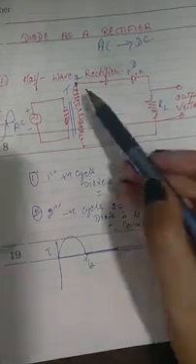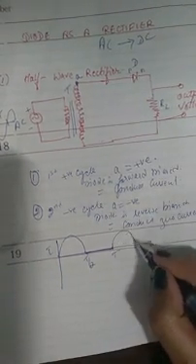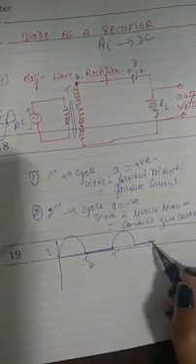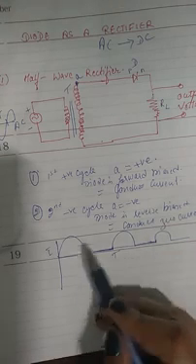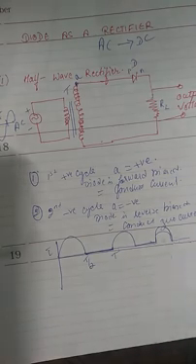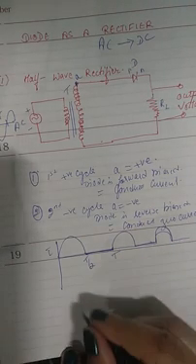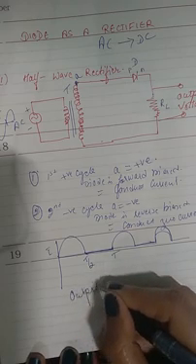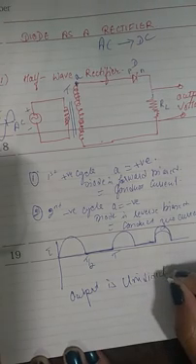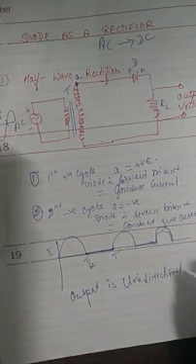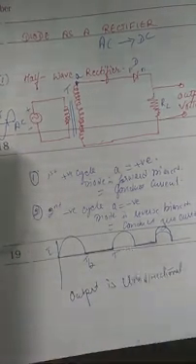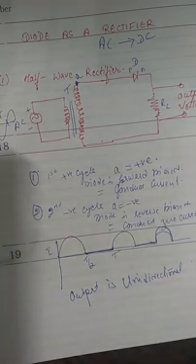In the next cycle, again A will be positive, so the cycle will look like this. Then in the next cycle, A will be negative, and this will look like this. Similarly, this will keep on happening, and the amplitude will remain the same. This is the output of the half-wave rectifier. The output is unidirectional, and it is a rectified output, which means that the frequency of input and the frequency of output is the same. So the frequency remains the same.